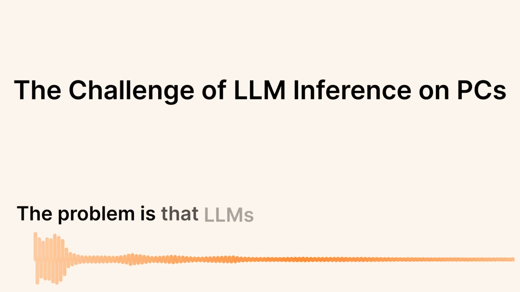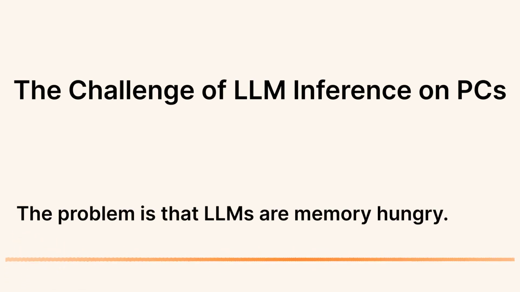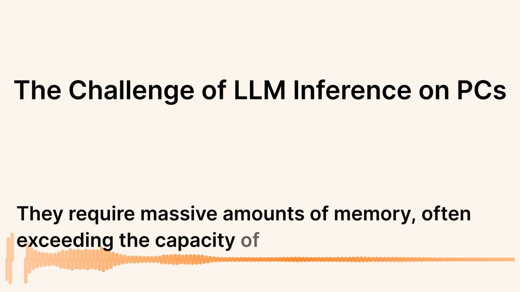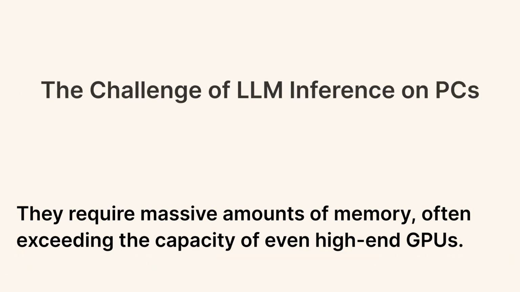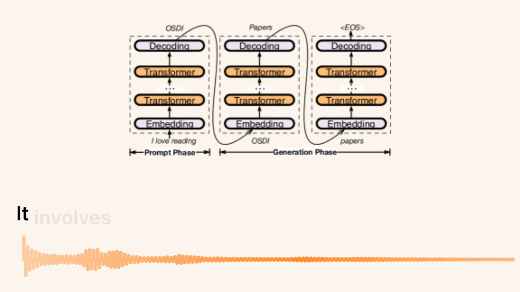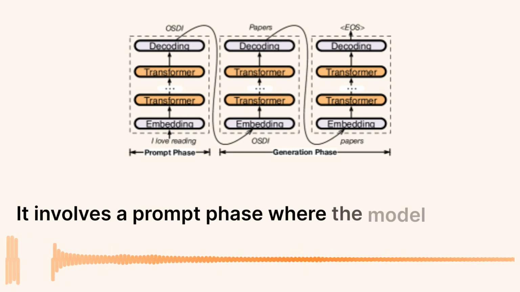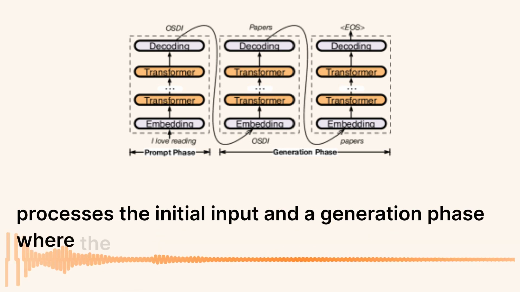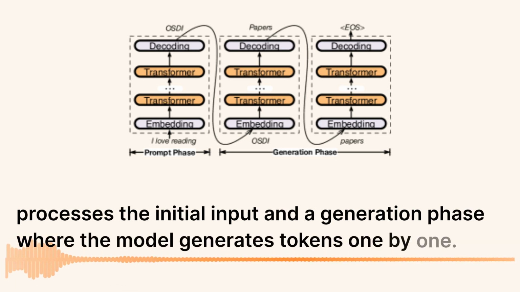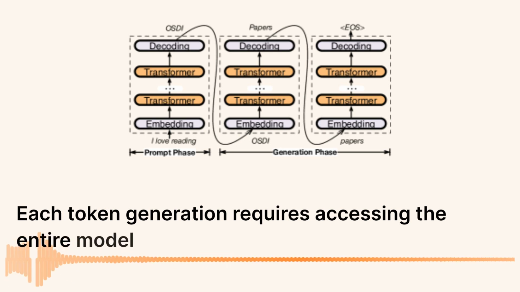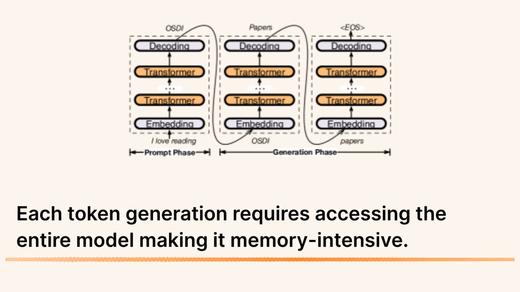The problem is that LLMs are memory hungry. They require massive amounts of memory, often exceeding the capacity of even high-end GPUs. This figure shows the typical LLM inference process. It involves a prompt phase, where the model processes the initial input, and a generation phase, where the model generates tokens one by one. Each token generation requires accessing the entire model, making it memory-intensive.